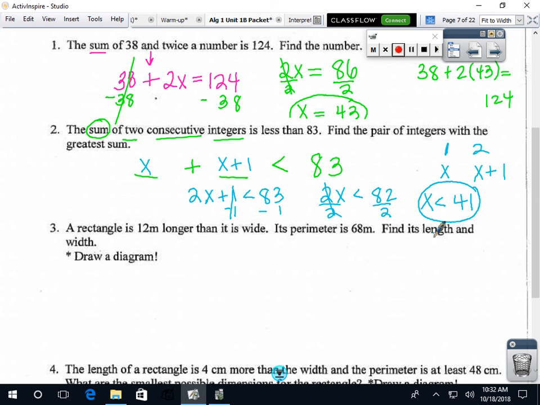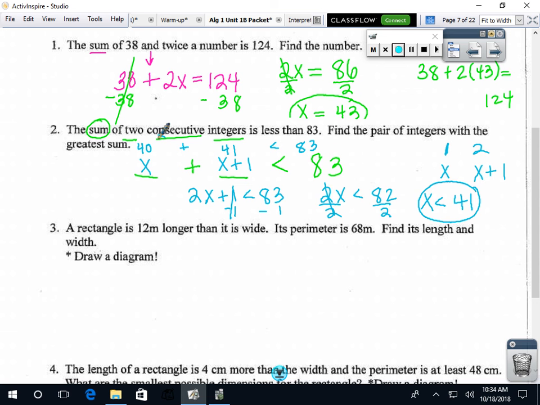Okay, go ahead and copy that, and then I'll finish it out. Everybody copy that. We got x is less than 41. So x would need to be what number? What's the first number less than 41? 40. And so the next number right after 40 is 41. Right, because you add 1 to 40 and you get 41. And then is that less than 83? What is 40 plus 41? 81. And is 81 less than 83?